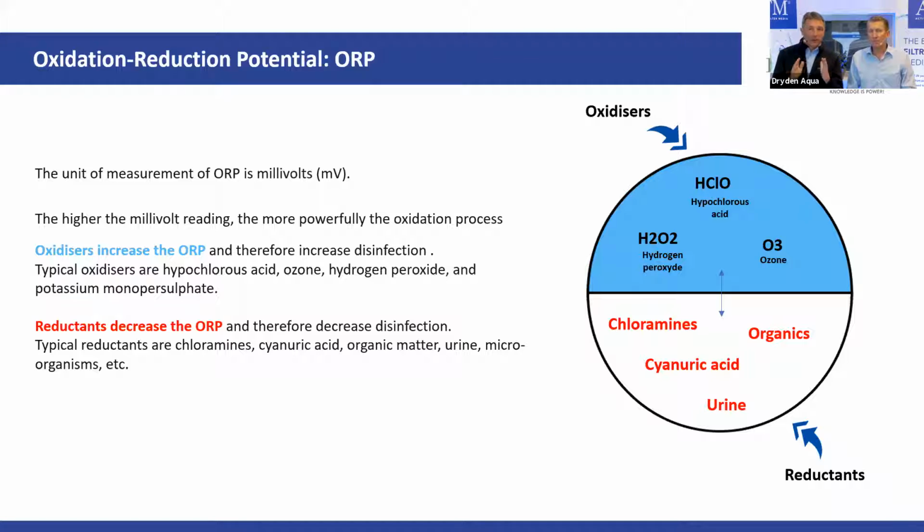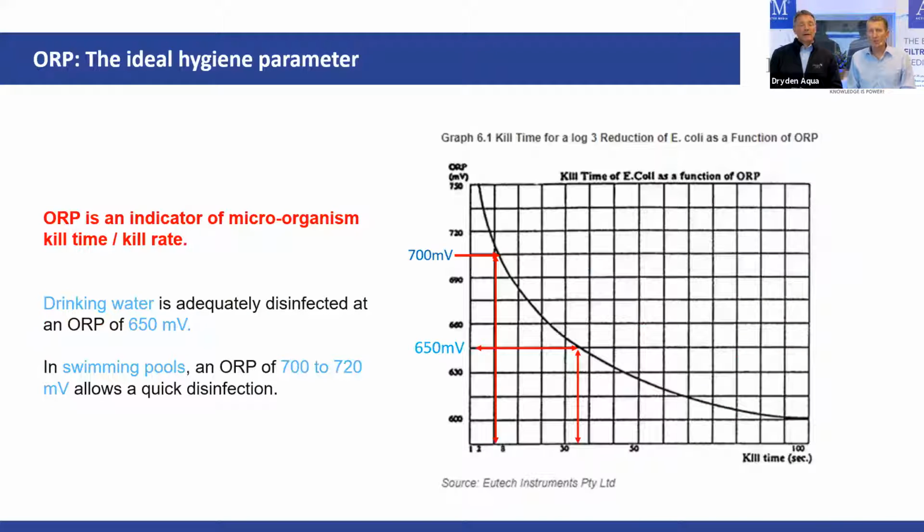So ORP cannot give you an absolute value. You can't say you have 1 milligram of free chlorine. It's impossible. But we can say with this ORP, we have a really good disinfection. And again, these oxidizers are hypochlorous acid, hydrogen peroxide, potassium monopersulfate, active free radicals, stronger and less strong ones. And on the reduction side, chloramines, organics, cyanuric acid. By the way, also organic urine, things like this. Microorganisms and so on.